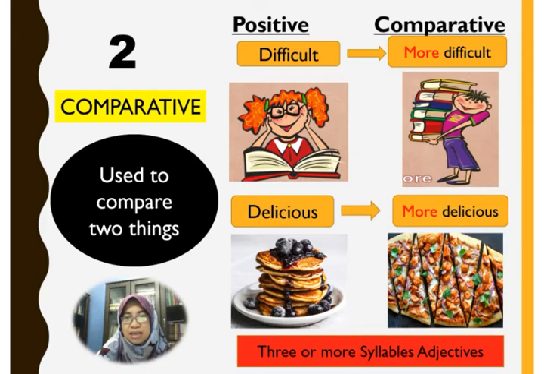Delicious. Delicious, 3 syllables. So you cannot add er. Okay, that is wrong. So what should you do? You have to add more: more delicious.